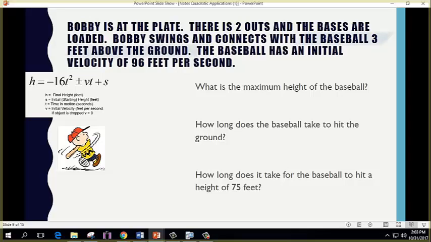So your initial velocity of 96 feet per second. So let's label what we have. 3 feet above the ground, that's your S. So S is equal to 3 feet.